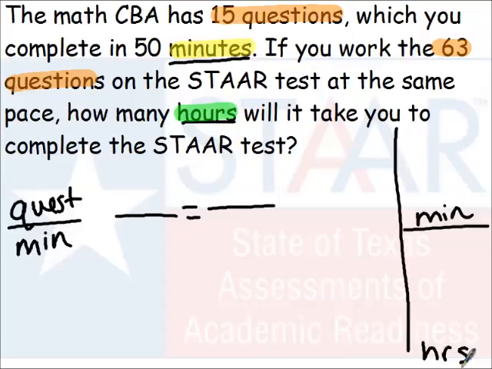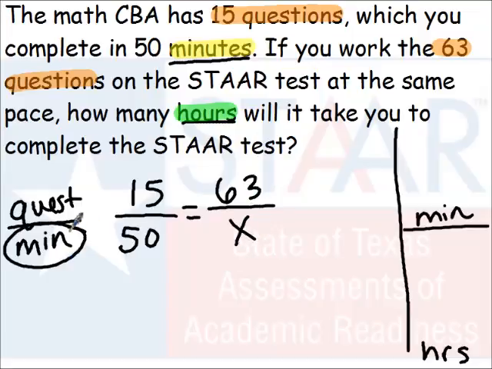So, we have 15 questions that are completed in 50 minutes. And then we have 63 questions, and when we solve that, it will give us minutes, which we'll need to then convert into hours. So notice on top I have questions. On bottom I have minutes. So x will give me minutes. Then I'll need to convert that into hours.